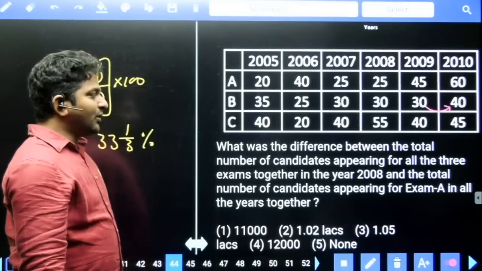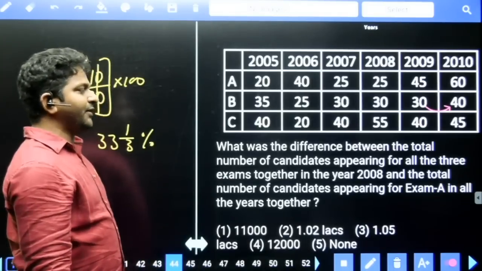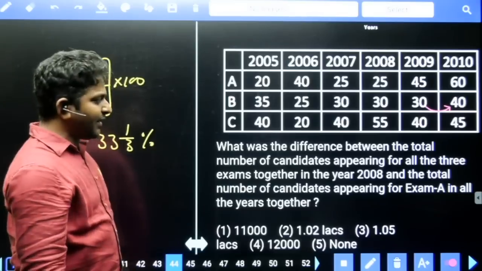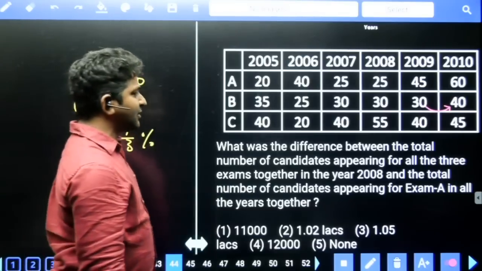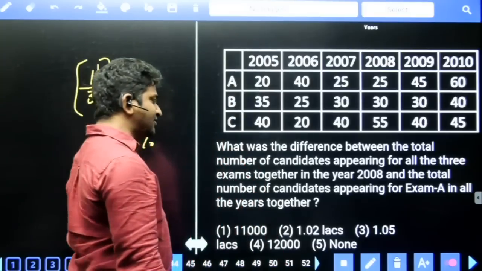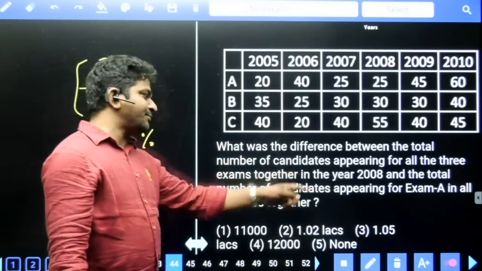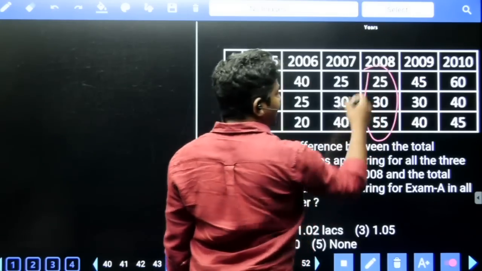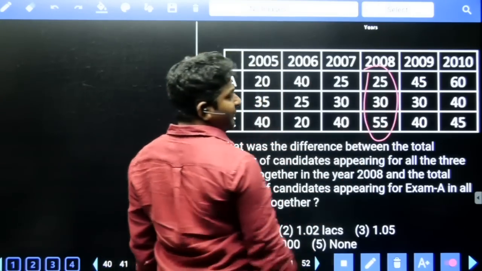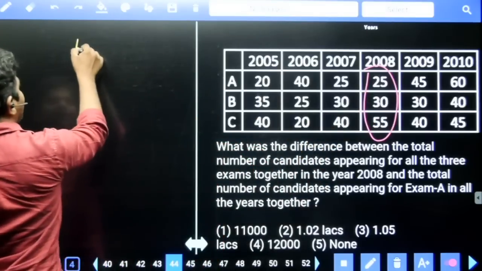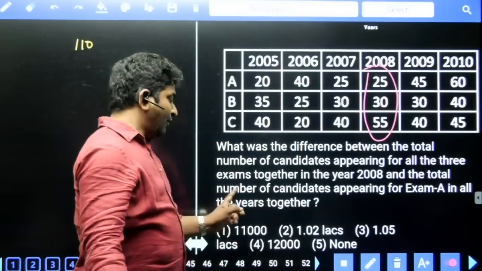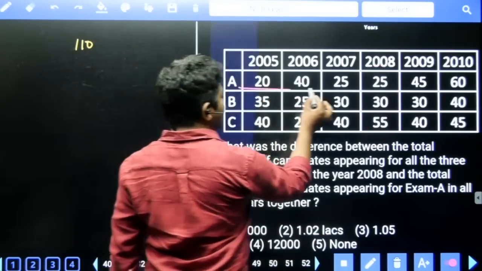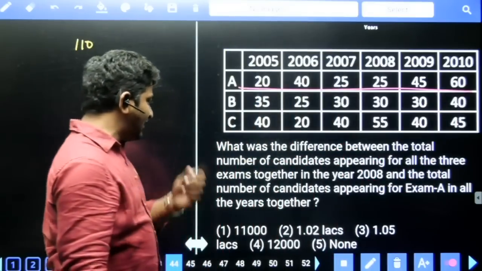Next. What was the difference between the total number of candidates appearing for all three exams together in the year 2008 and the total number of candidates appearing for exam A in all the years together? 2008 all exams in the sense vertical addition. 55, 25 is 80, 80 plus 30 is 110. This is one number. And the next is different. Total number of candidates appearing for exam A all years together. Exam A all years in the sense horizontally we have to add all the values.